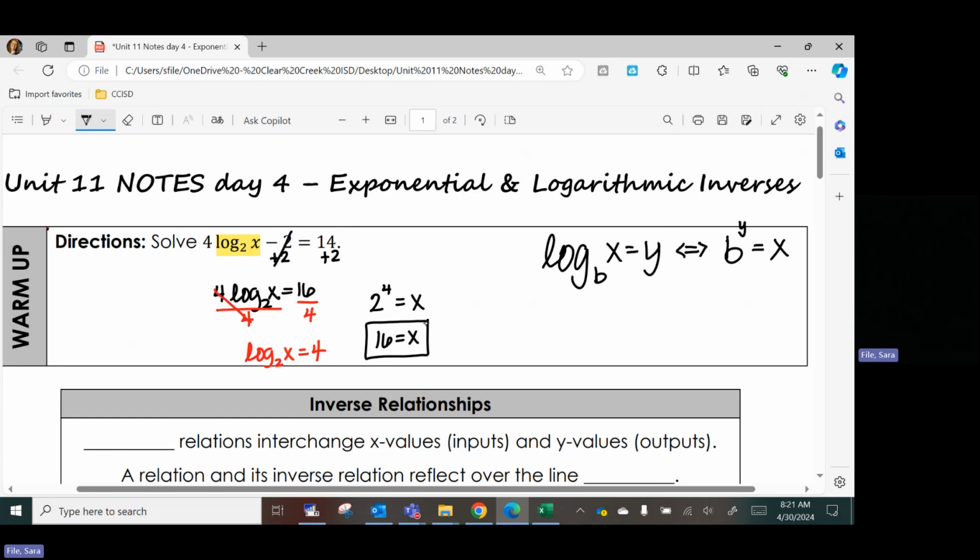Okay, if you chose to try this by graphing, you should have gotten the same thing. Or if you chose, once we isolated the log expression or log term, if you did exponentiating both sides, you still should have gotten the same thing.